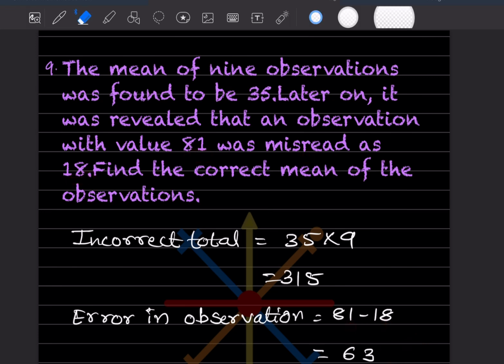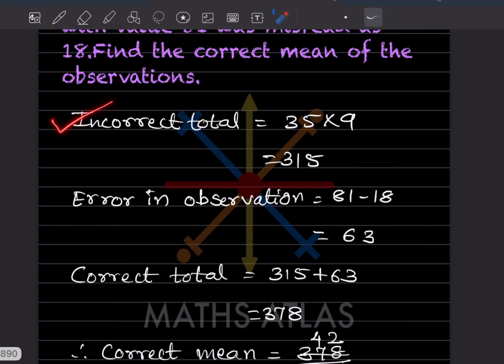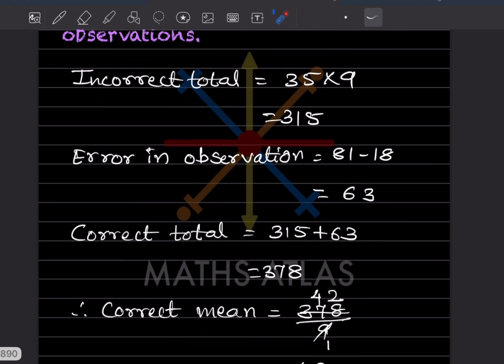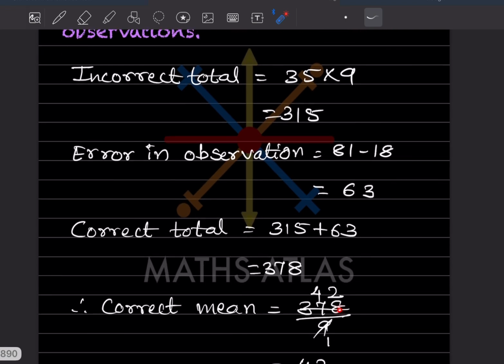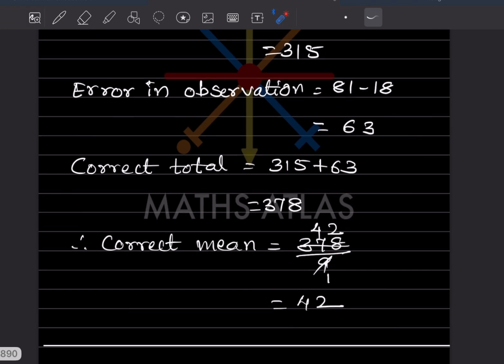So we have to see the correct total. So this is the incorrect total, and we have to see the correct total. So what will you do? 315. So the error is 63. So you are going to add that one because this is plus 63. So that will be 378. So now you need the correct mean of it. So the correct mean means 378, and how many observations are there? That will be divided by 9. So when you divide this one, you get 42. So the correct mean is 42.